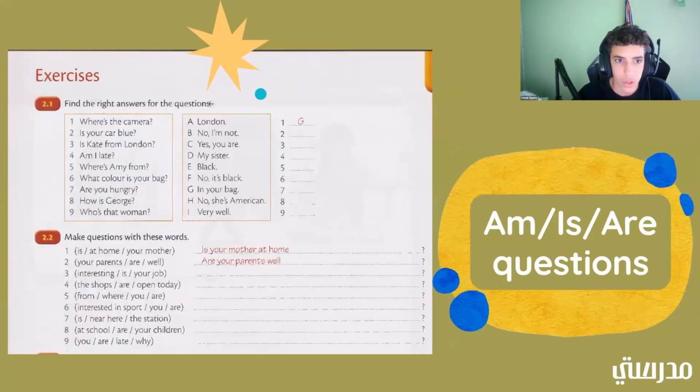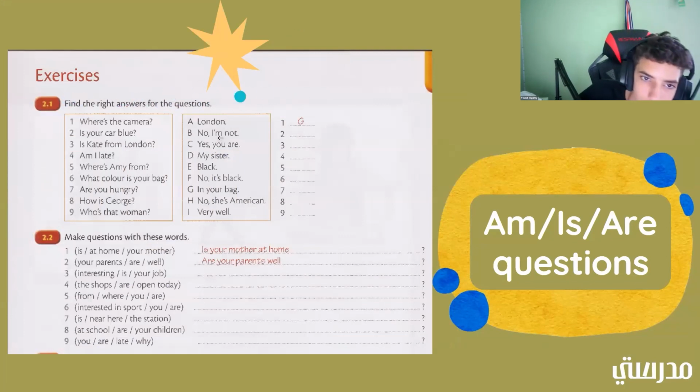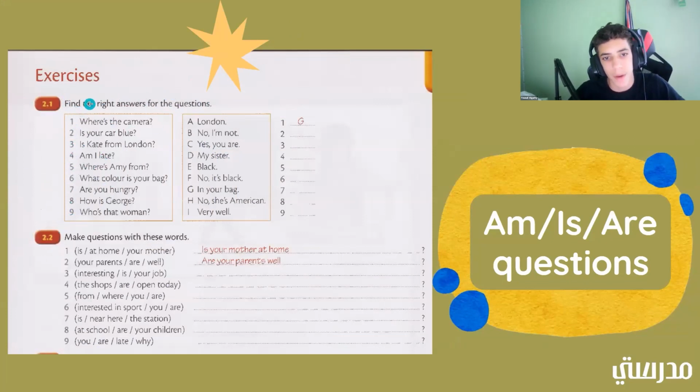All right. So here we're going to find the right answers for each question. Okay. So we have 1, 2, 3, 4, 5, 6, 7, 8, 9, and they all have statements. We'll read them out one by one and see. And then we have A, B, C, D, E, F, G, H, I. So A is London. B is no, I'm not. C is yes, you are. D is my sister. E is black. F is no, it's black. G is in your bag. H is no, she's American. And I is very well.